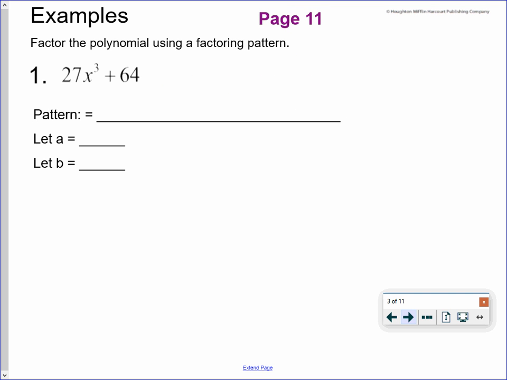For number 1, we have 27x cubed plus 64. How we could rewrite this actually, we could rewrite it to be 3x all cubed plus 4 cubed.